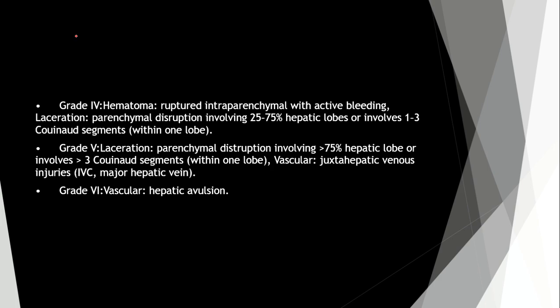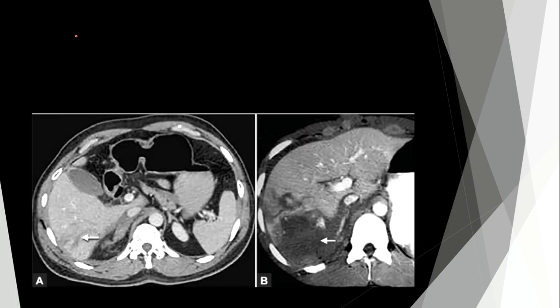Grade 4. Hematoma ruptured intraparenchymal with active bleeding. Laceration, parenchymal disruption involving 25 to 75% of hepatic lobe, or involving 1 to 3 Couinaud segments within 1 lobe. Grade 5. Laceration, parenchymal disruption involving more than 75% of hepatic lobe, or involving more than 3 Couinaud segments within 1 lobe. Vascular, juxtahepatic venous injuries, inferior vena cava, major hepatic vein. Grade 6. Vascular hepatic avulsion.